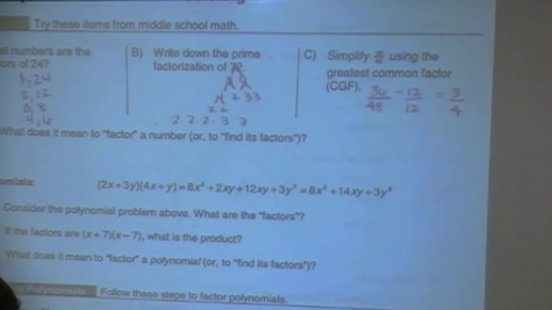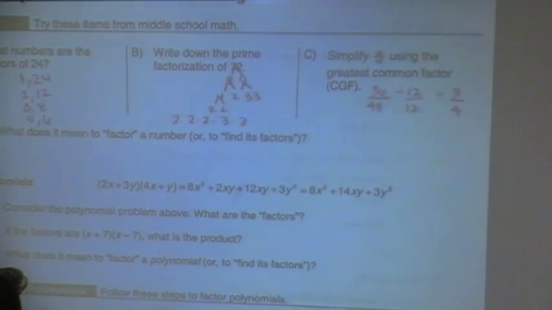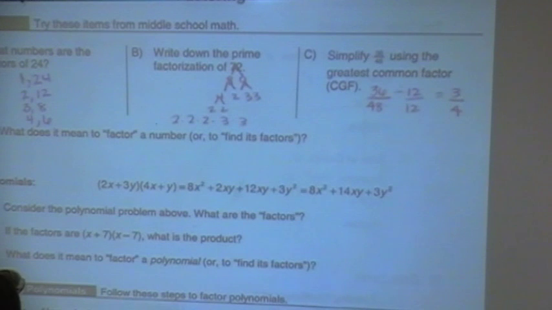I want to call Miss Marshall and have her come up here and remind you guys. Okay. So what does it mean to factor a number? Make it like the simplest number. Exactly. What are factors? Whatever times the number that equal that number. That equal it how? I'm multiplying. There you go.